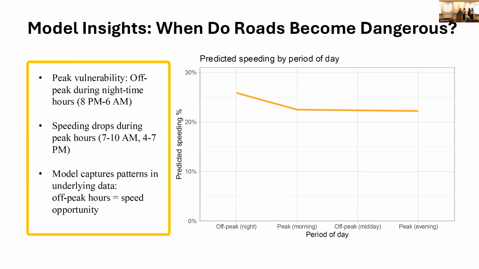So what does the model tell us? First, it reconfirms the earlier finding that our roads are especially dangerous at night. The chart shows the predicted model speeding frequency separated out by time of day: off-peak at night, peak in the morning, off-peak during the midday, and peak in the evening. And you see that off-peak at night stands out, where speeding frequency is predicted to be about 5% higher than the rest of the day, controlling for every other factor that we just discussed that goes into our model.